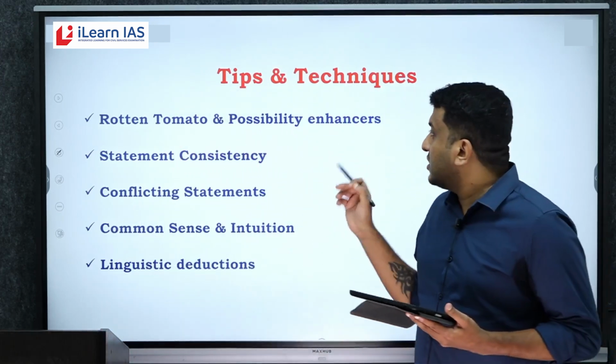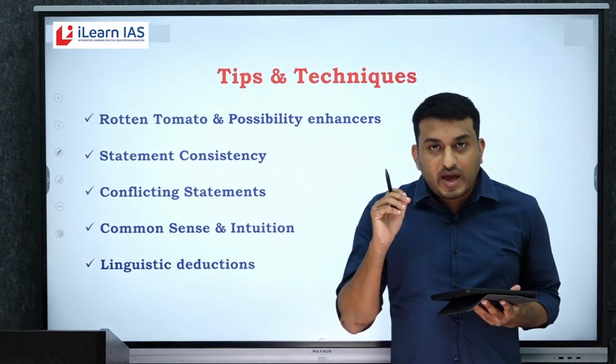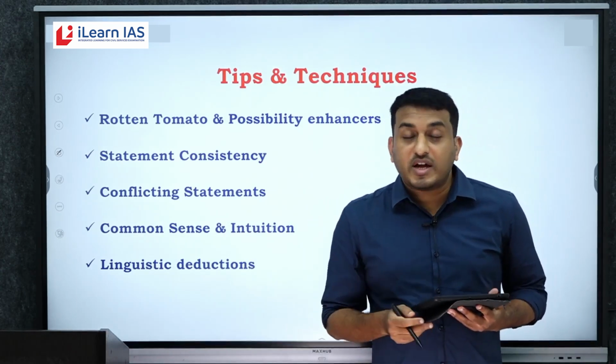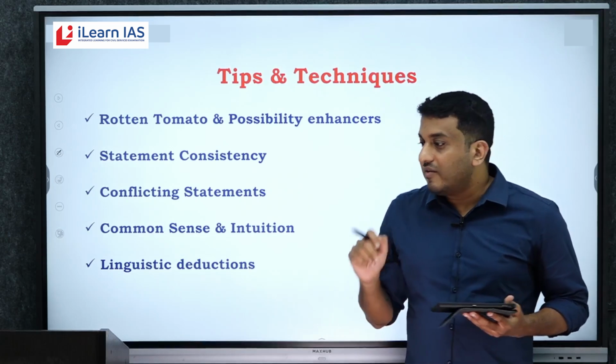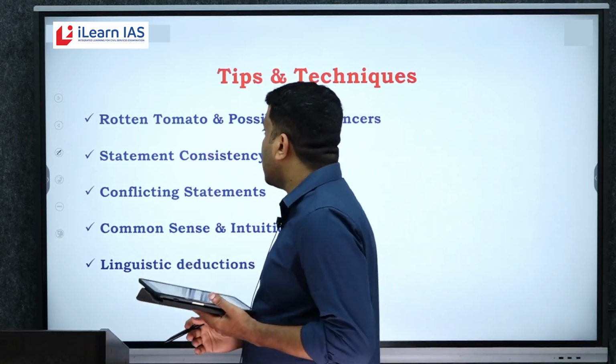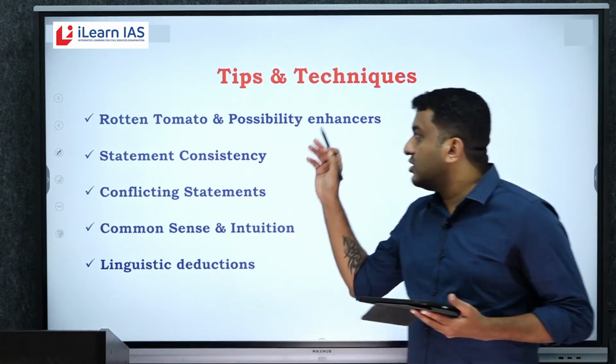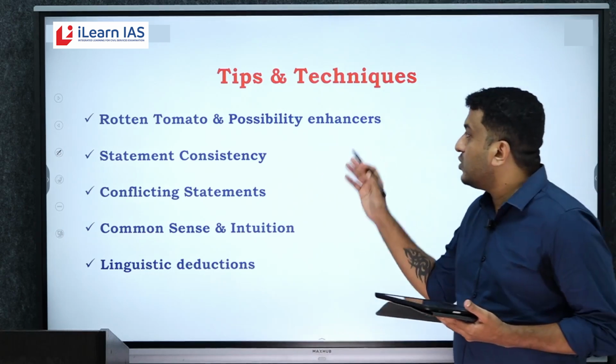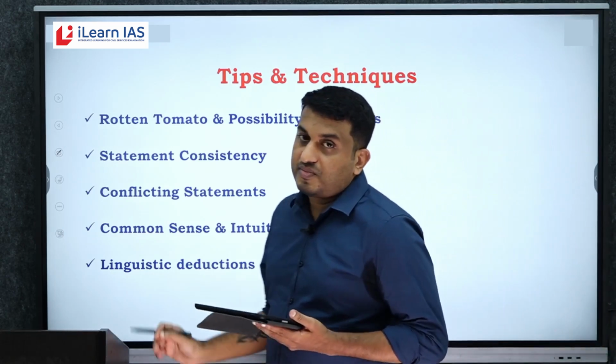Right? So these tips and techniques will help you to arrive at the right answer. Now let us have a look at each one of these techniques. Let us start with the first one, rotten tomato and possibility enhancer.